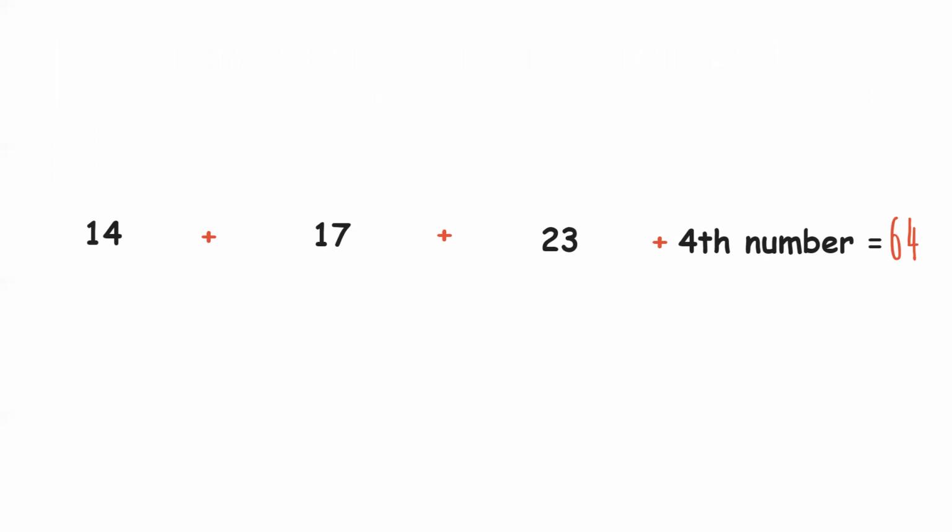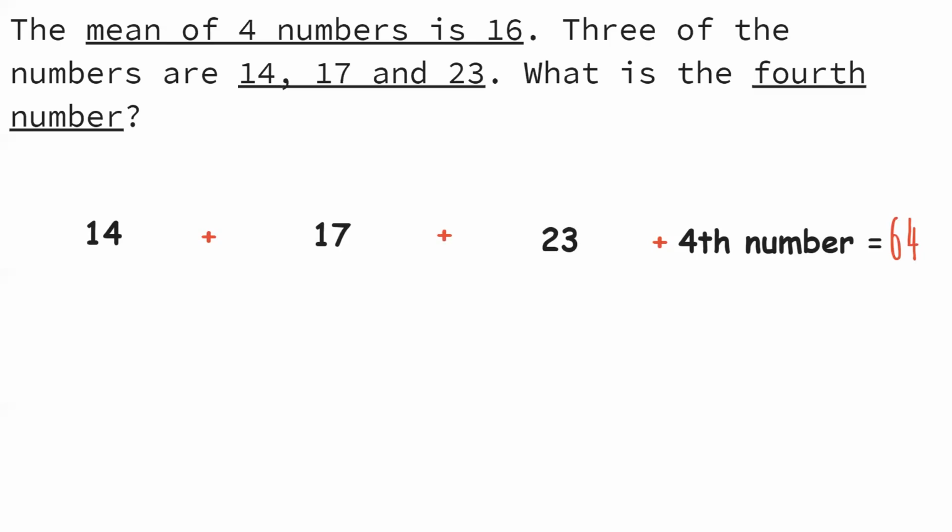The problem required us to find the 4th number. What is the 4th number? That's what we have to determine. And we see here, we used a little diagram. We put in the 3 numbers that we do know, 14, 17, and 23. And we know that 64 is the sum. Our fourth number is still missing. So what is the formula for the fourth number? That would be the sum of 4 numbers subtract the sum of 3 numbers.